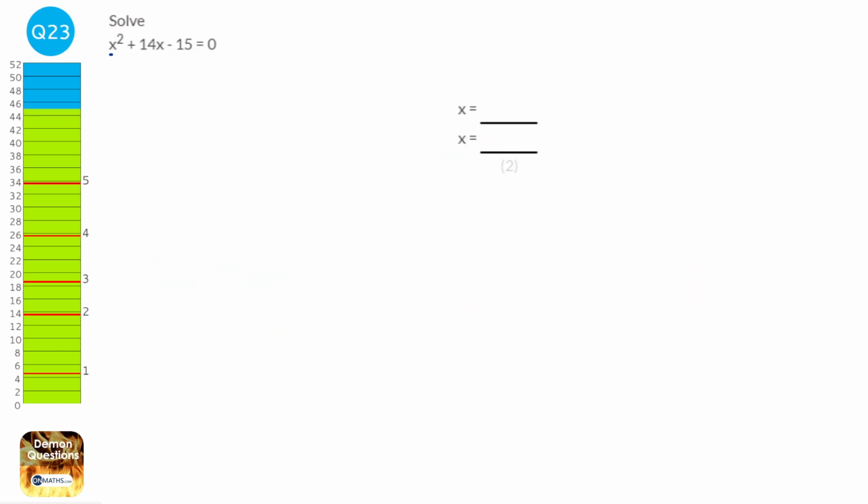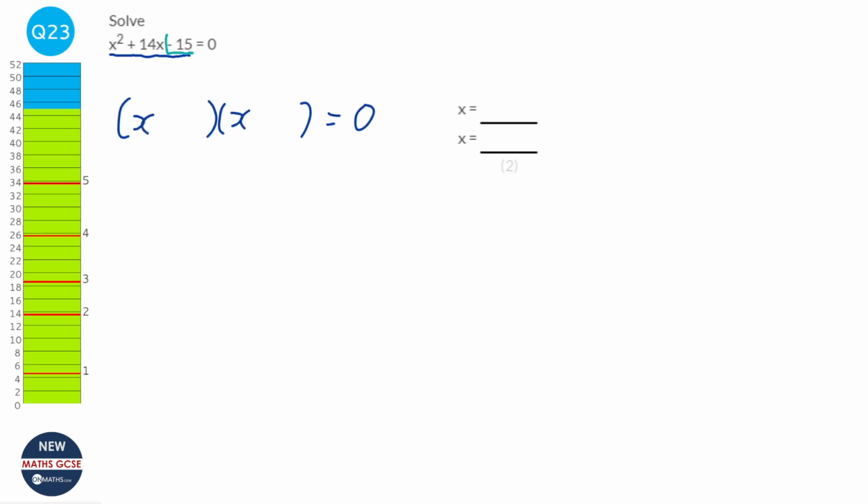First thing we need to do is expand this quadratic here. So we put down 2 sets of brackets with an x at the start of each of the brackets, and we've got to find 2 numbers that multiply together to make minus 15 and add together to make 14. So thinking about it, it's going to be minus 1 and 15. That works for both of them, yep.